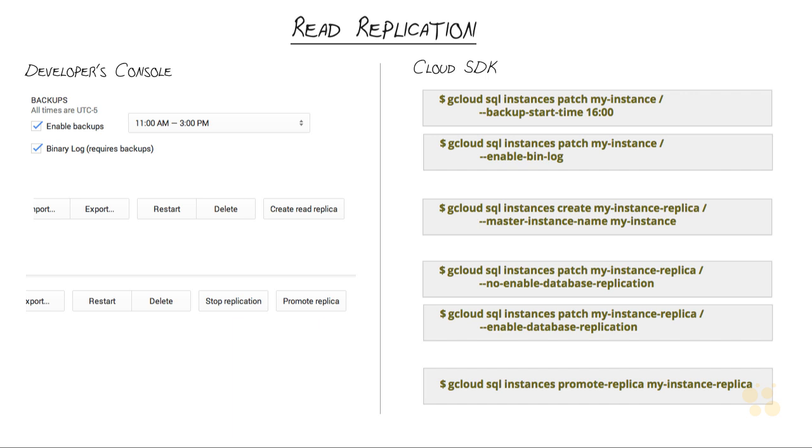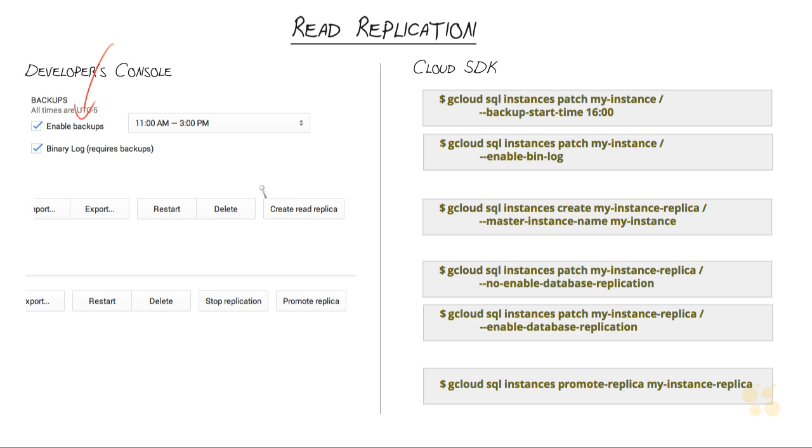Setting up read replication is very easy to do. You can do it in both the web UI, the developer's console, as well as the Cloud SDK from the command line interface. If you do it through the developer's console, the first step is to make sure that you have backups enabled and that you've turned on binary logging. Like we talked about, binary logging is absolutely required. It's going to need to be turned on, and a backup will have to be created first.